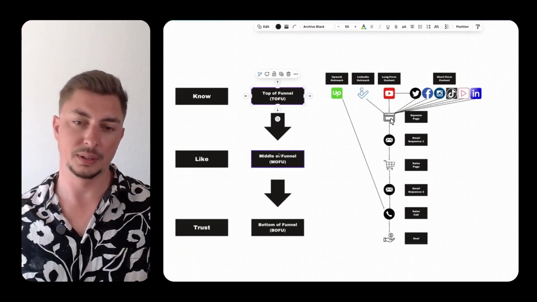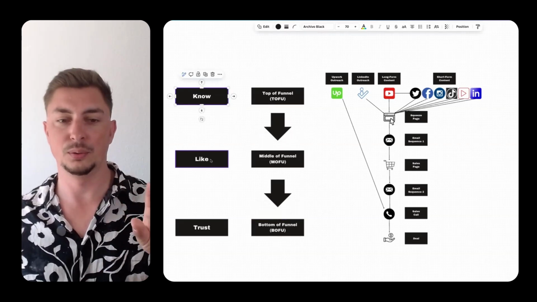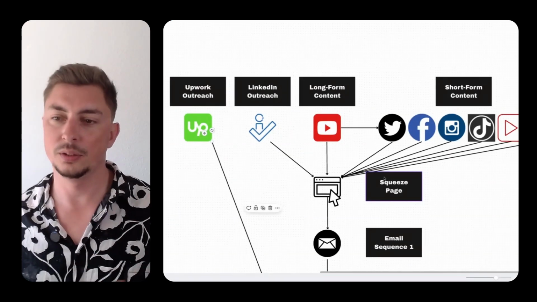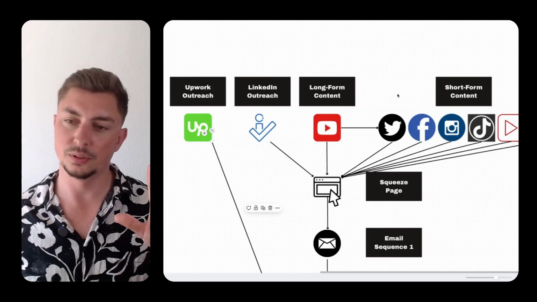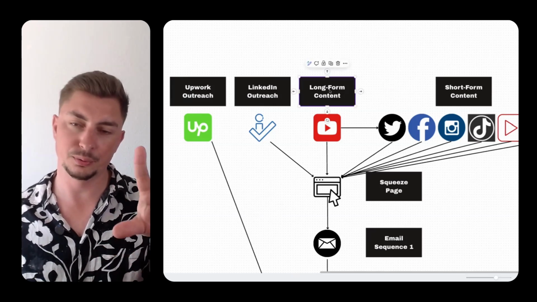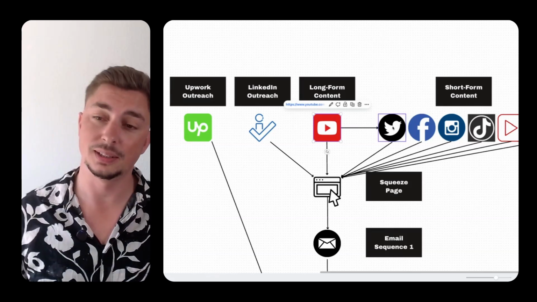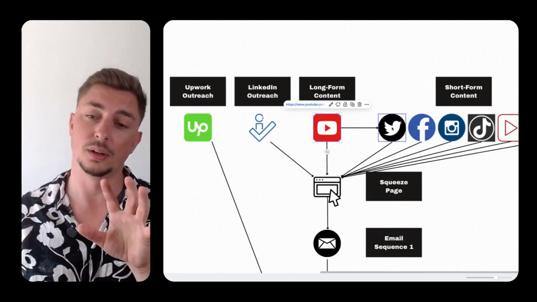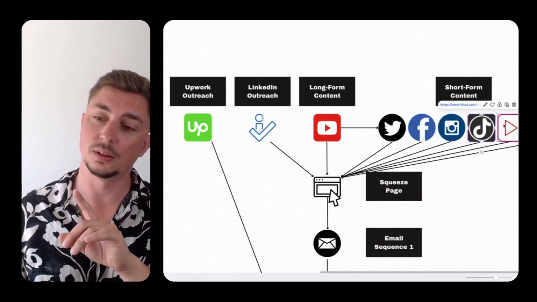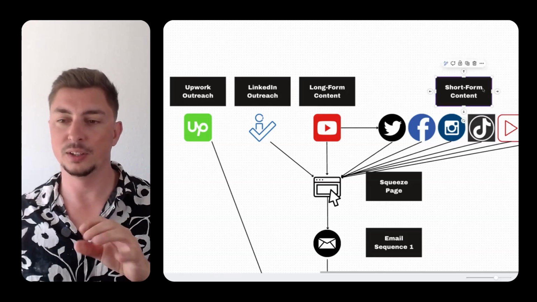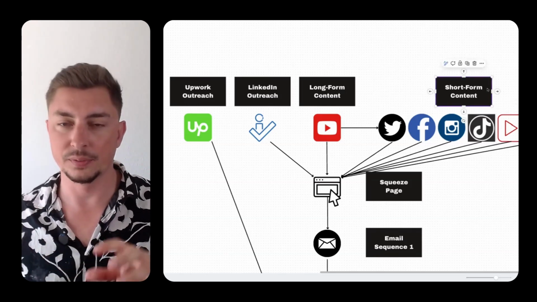So we have top of funnel, middle of funnel, bottom of funnel, know, like, and trust. But let's zoom in on the juicy parts here. So this is what my current sales funnel looks like. I have my long form content I put on YouTube, and then I repurpose that content into short form content, which I'll put on Twitter, Facebook, Instagram, TikTok, YouTube again, and LinkedIn. That's my short form content, and it's also part of the top of funnel.